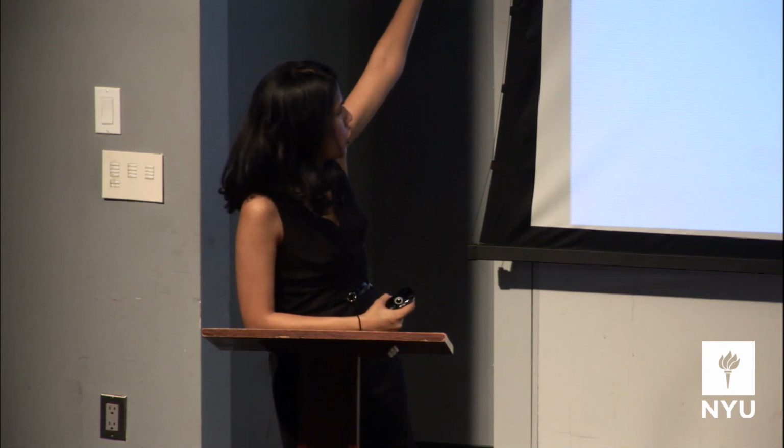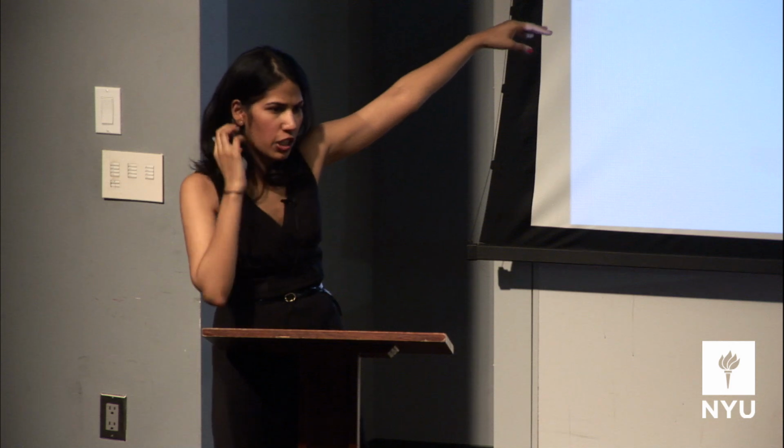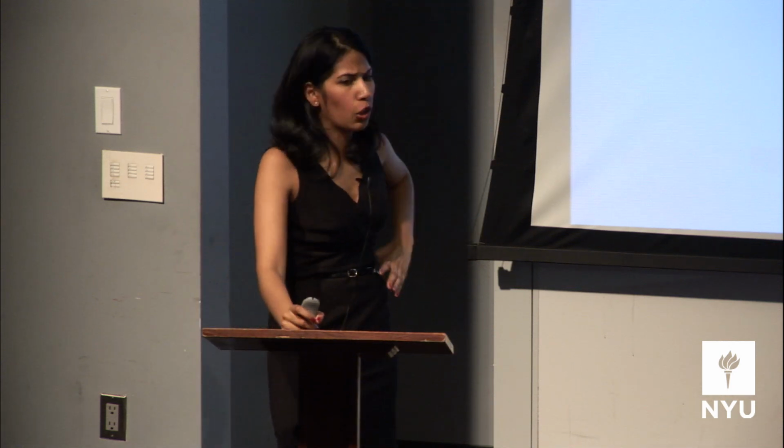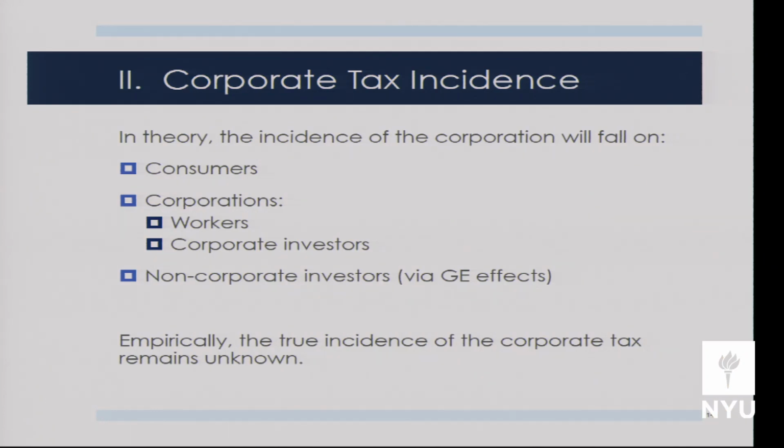But if returns are lower in the corporate sector, what are workers and capital going to do? Leave the corporate sector and go into the non-corporate sector, right? What's going to happen to returns in the non-corporate sector as all this labor and capital comes flooding in? Returns are going to go down. So the tax is also going to be borne by factors of production in the non-corporate sector, right? So it's borne by consumers, it's borne by the corporations, which means their workers and their capital owners, but it's also going to be borne by non-corporate investors through general equilibrium effects.